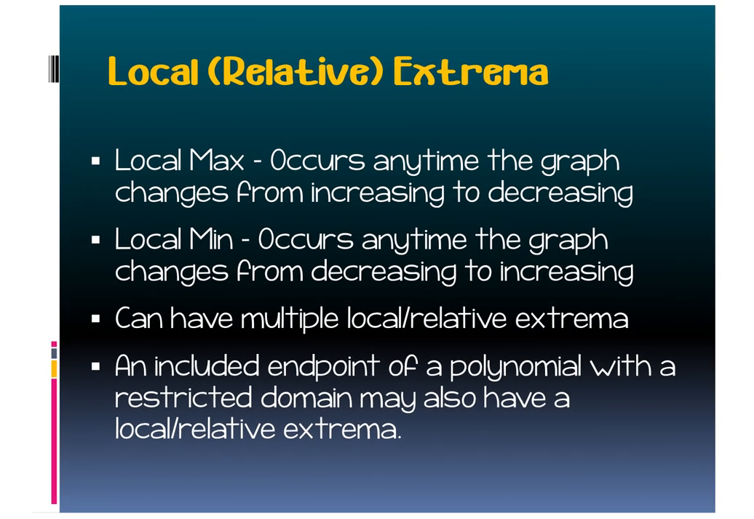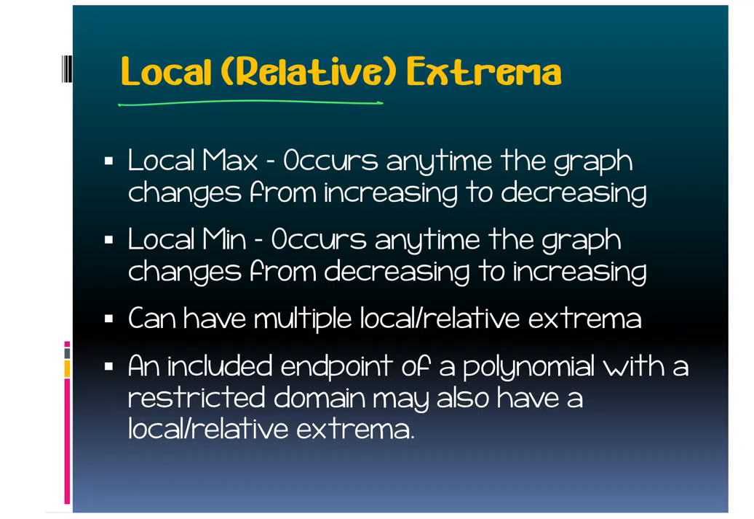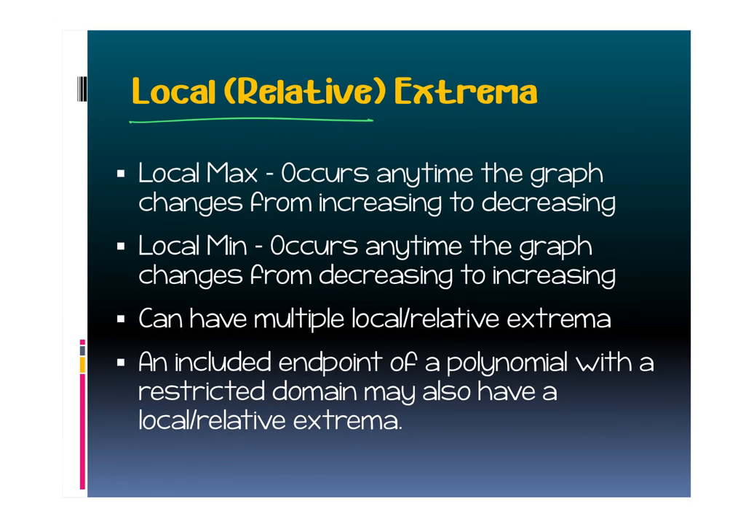All right, now let's talk local or relative extrema. We talked about it last week. When we're talking about extrema, we're talking about maximum and minimum values. There's either local or absolute. Local is the same as relative. A local max occurs anytime the graph changes from increasing to decreasing. A local min occurs every time the graph changes from decreasing to increasing. You can have multiple local or relative extrema.